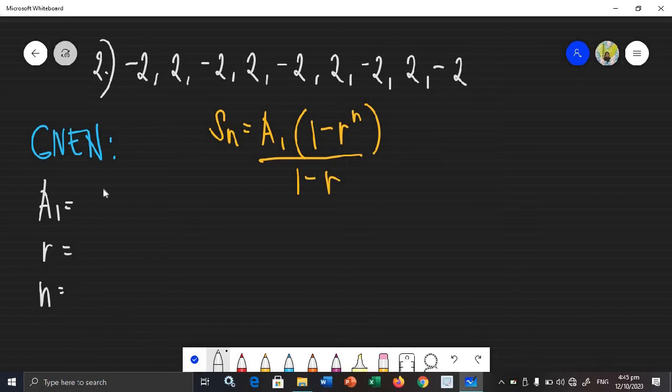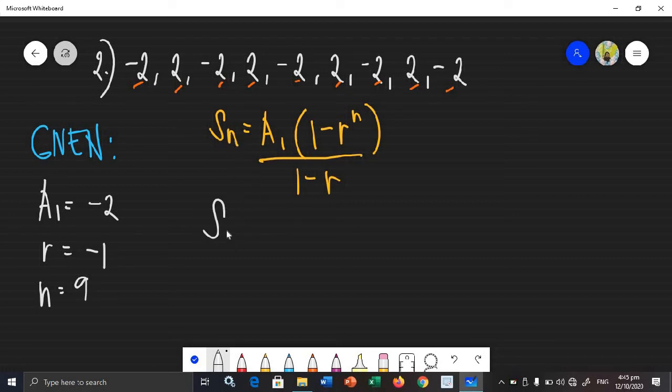Your A sub 1 is negative 2. Your R is, we divide the second term by the first term. Okay? So, 2 divided by negative 2, the answer is negative 1. Your R is negative 1. And then the N is how many terms you will add. 1, 2, 3, 4, 5, 6, 7, 8, 9. We have 9 terms to be added. So now that we have our given, we can now solve using the formula.